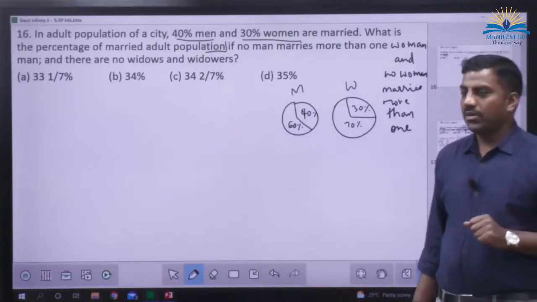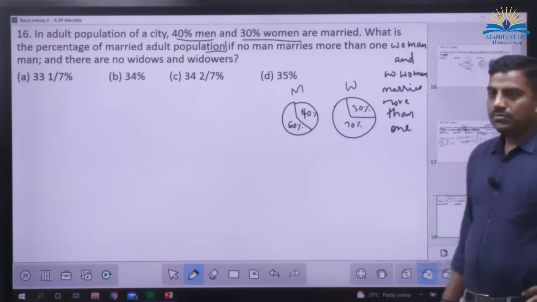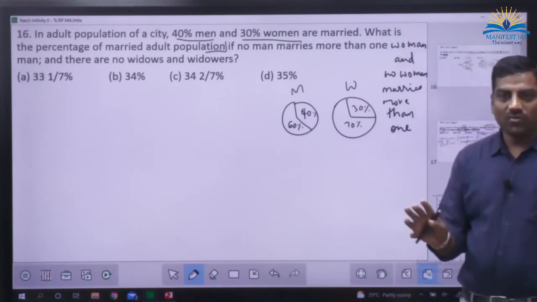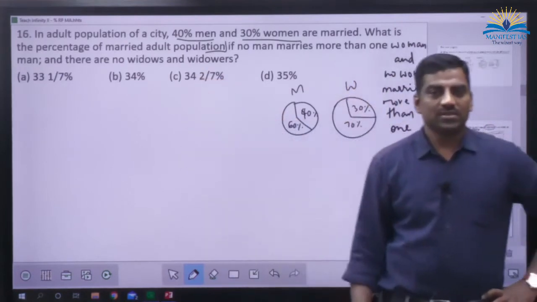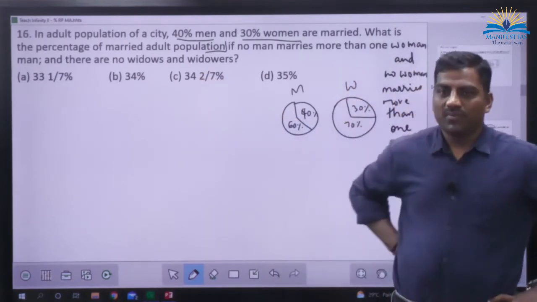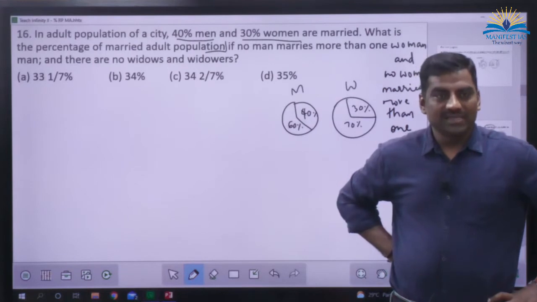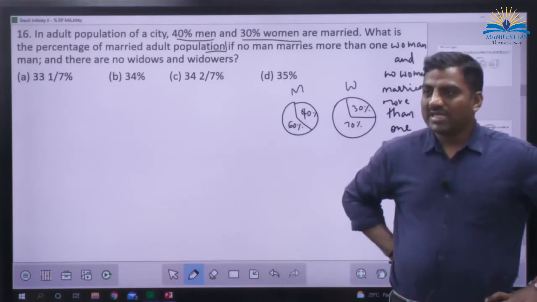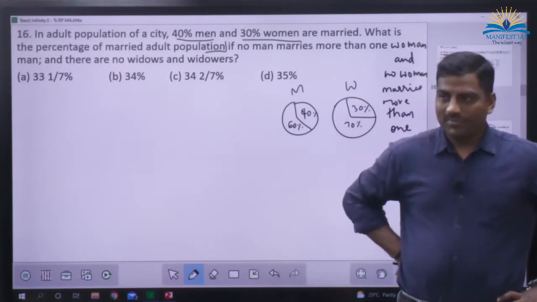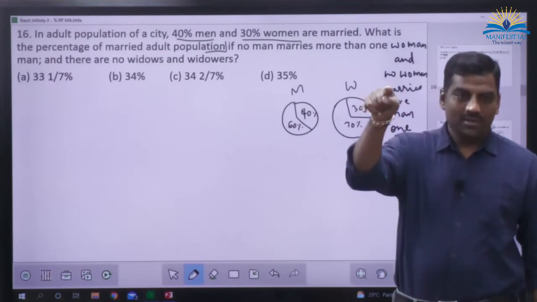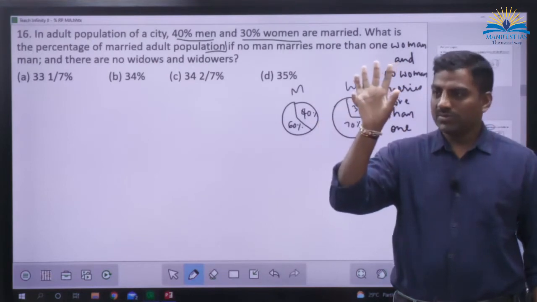So what does this mean? One man, one wife, one husband. And there are no widows and widowers. What does that mean? If the couple is existing, husband and wife together are existing. If the husband has died, the wife has also died. If the wife has died, the husband also has died. So basically, if you want to locate anyone married, that person exists with the spouse.